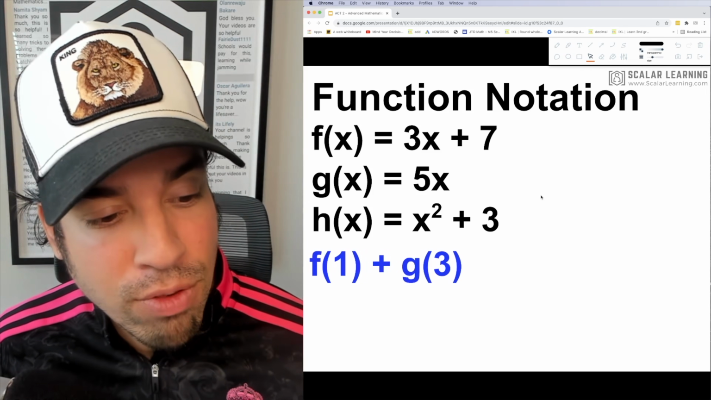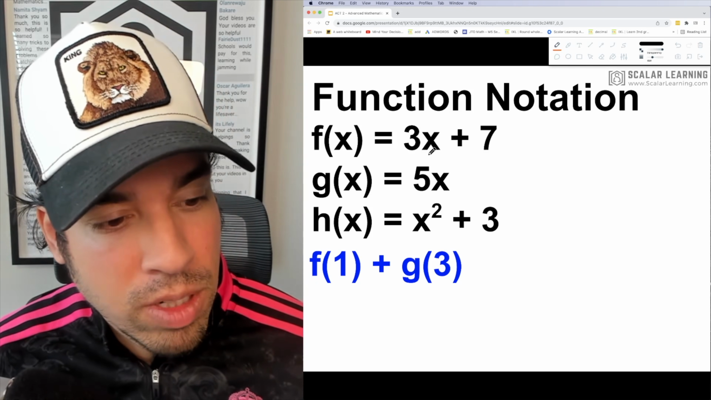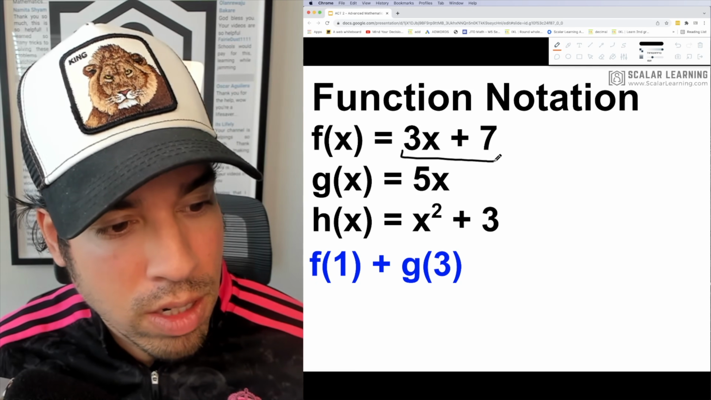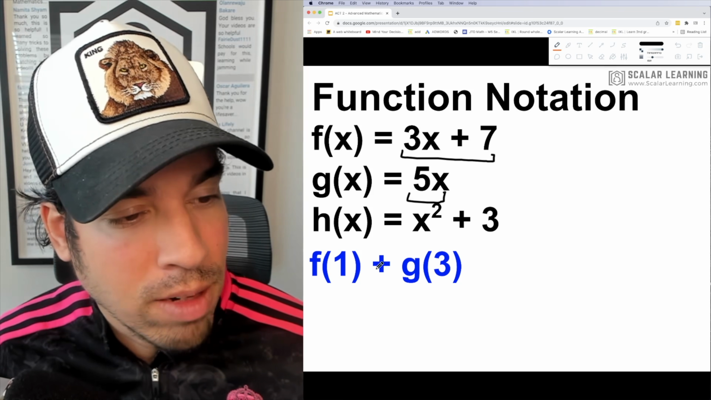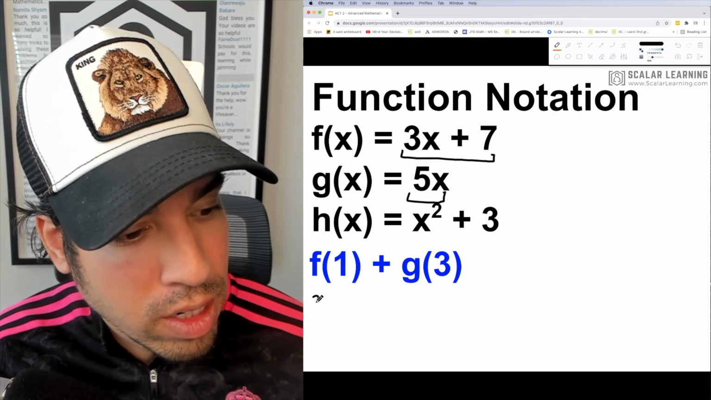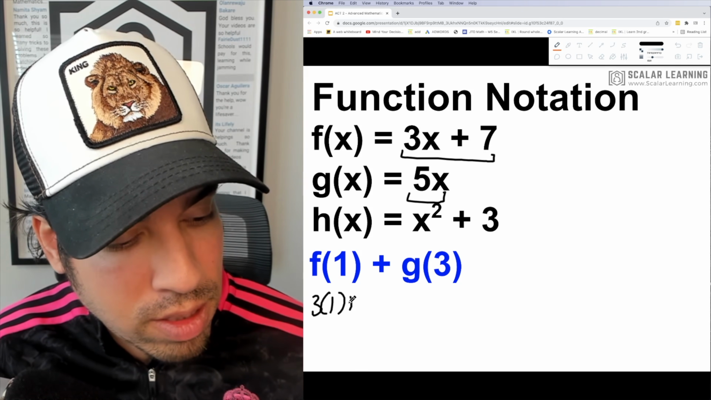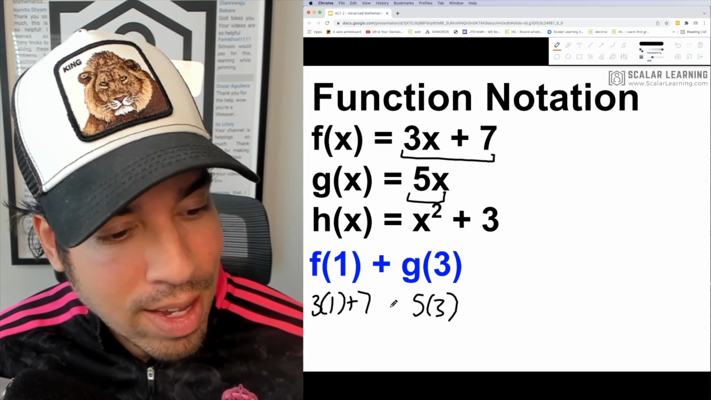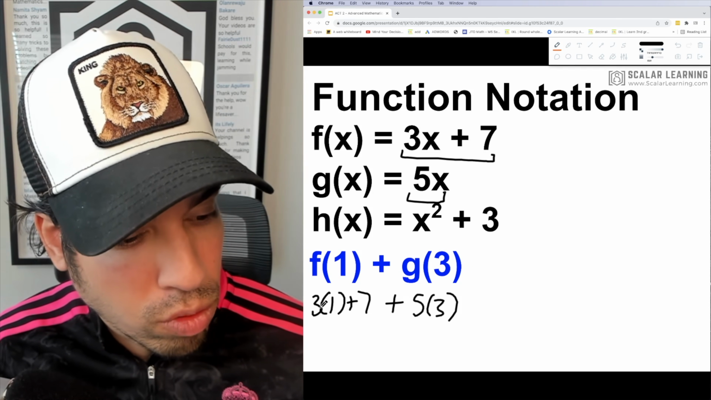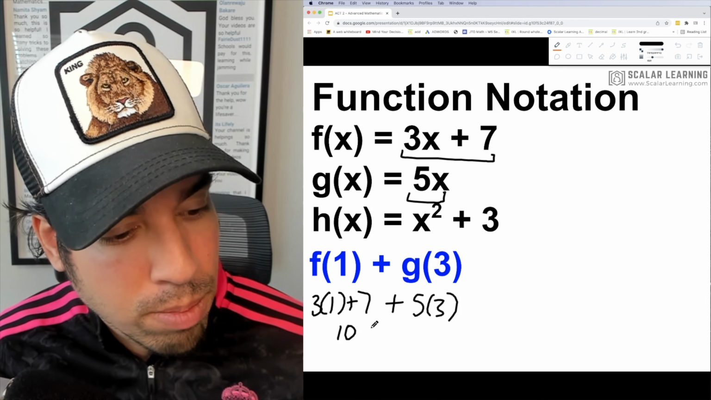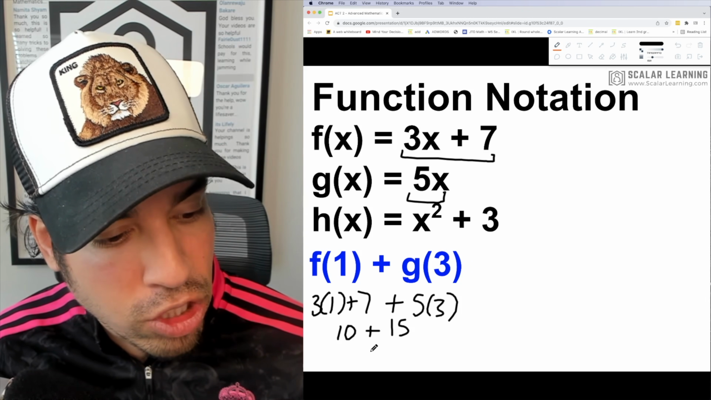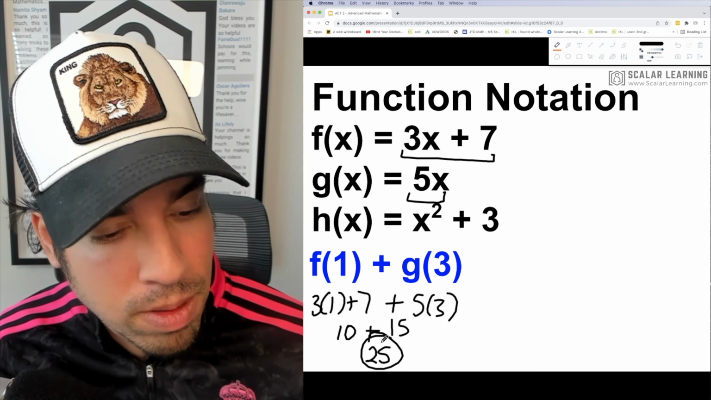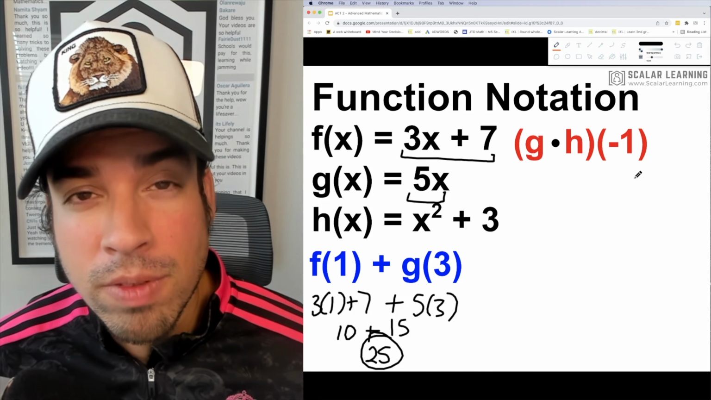So what if it said f of 1 plus g of 3? It's the same deal. We have to calculate f of 1 and g of 3 and add them together. So it'll be like f of 1 is 3 times 1 plus 7. G of 3 is 5 times 3. And then we just got to add them together. So 3 plus 7 is 10, plus 5 times 3 is 15, which gives us 25. Boom, done. So what does g times h of negative 1 mean?